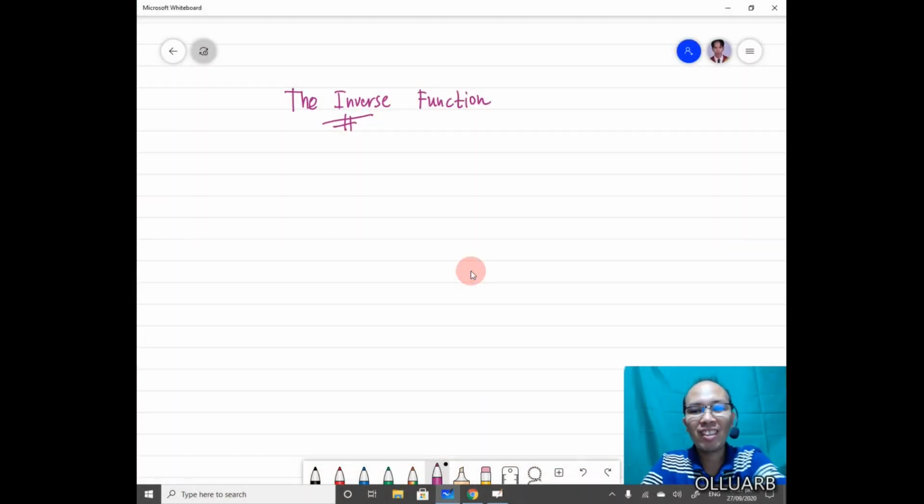Hello everyone. In this last topic, we will be discussing how to find the inverse of a function. If you actually ask me, why not the inverse of a relation? I will discuss that later, and we will probably be able to analyze it after discussing some scenarios.